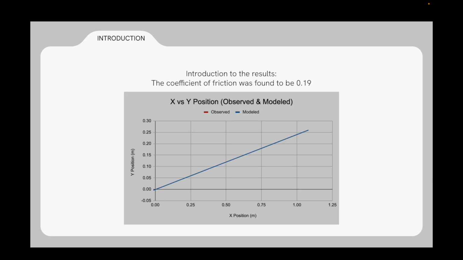Now, jumping right into the results, I learned that the coefficient of friction between the block and a whiteboard is around 0.19. As you can see in the graph shown, which determines the x and y position of both the observed motion and the modeled motion, the lines overlap almost perfectly, which means that the modeled motion is an almost perfect prediction of the observed motion.